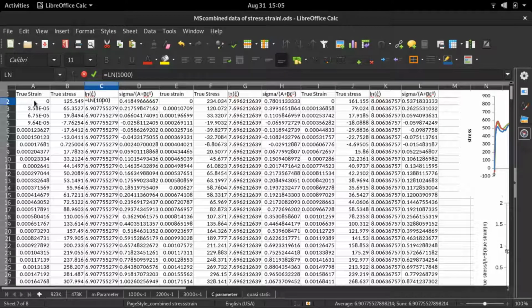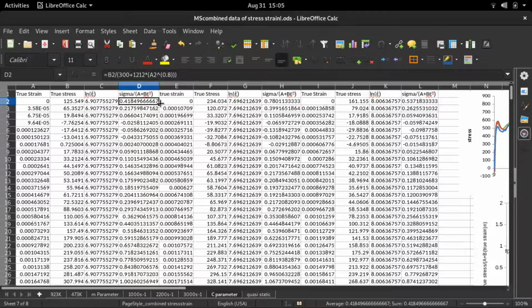From that you can find this true strain versus true stress graph at the strain rate of 1000. Now you have to find this sigma upon A plus B epsilon to the power n value. For that, we have the A value, B value, n value, and epsilon is the strain rate, and this is the stress value. So you can find sigma or epsilon for this particular strain rate.